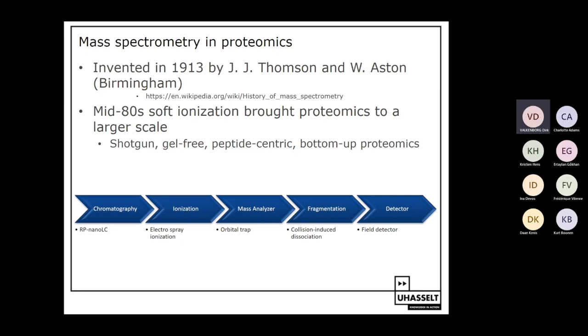So good, we can ionize proteins now, and there are different branches actually of mass spectrometry that study proteins and peptides. In this series, I will only focus on one particular branch, and that is called shotgun proteomics, also known as gel-free proteomics, or also known as peptide-centric proteomics, or also known as bottom-up proteomics. That's what we're going to do in this series.